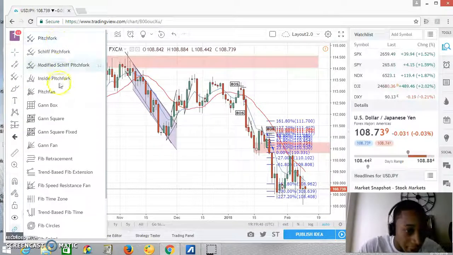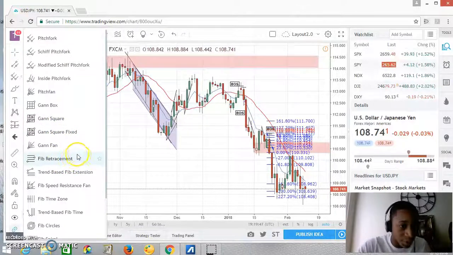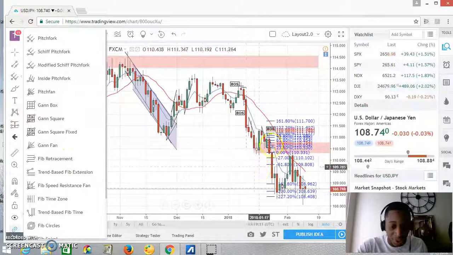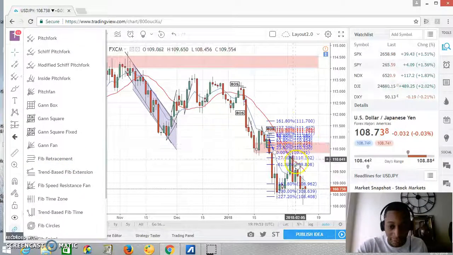Right here, got your pitchfork, pitch fan. I really don't use any of these, to be honest with you. The only one that I really use is the Fibonacci retracement, where you can see here I got my Fibonacci PRZ levels all around here.